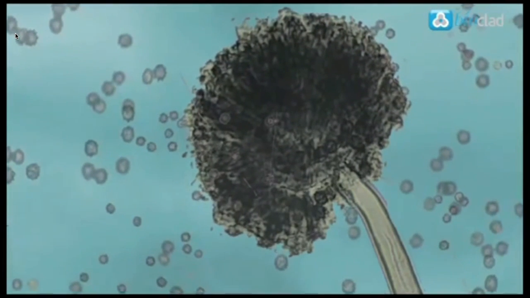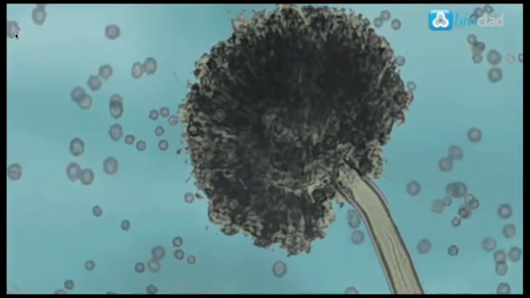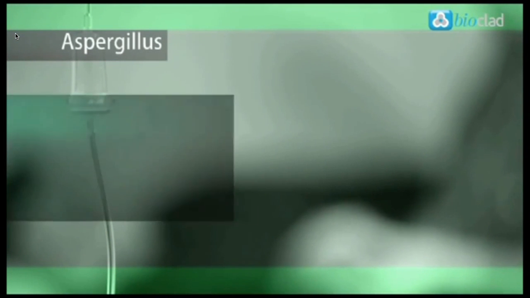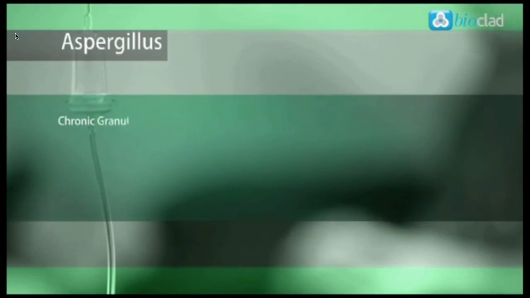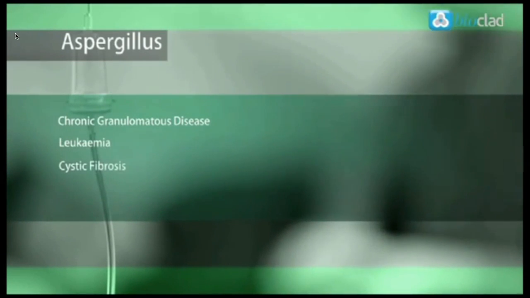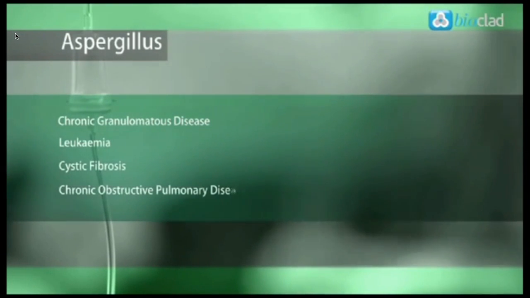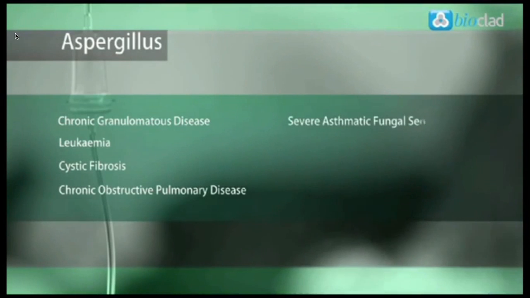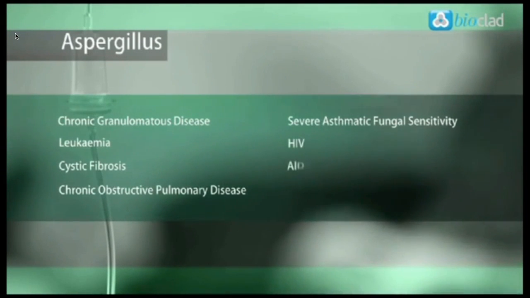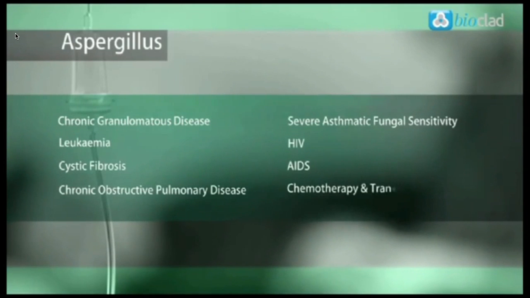Exposure to Aspergillus can lead to a group of diseases collectively known as aspergillosis. This can affect patients whose immune system may be compromised, such as those with chronic granulomatous disease, leukemia, cystic fibrosis, chronic obstructive pulmonary disease, severe asthmatic fungal sensitivity, HIV, AIDS, and chemotherapy and transplant patients.